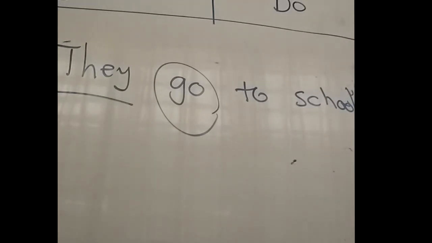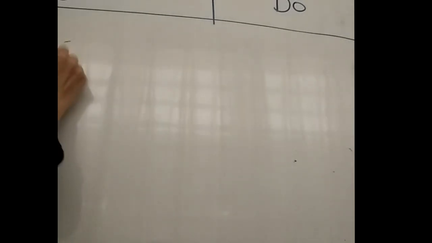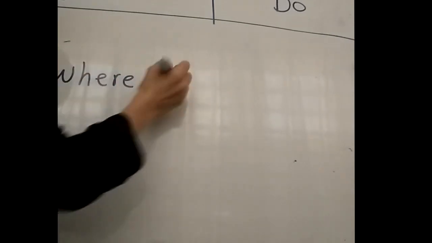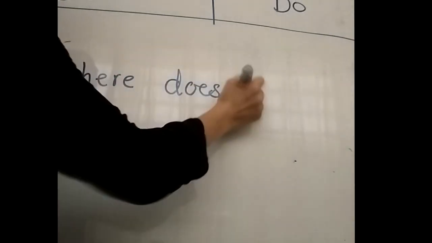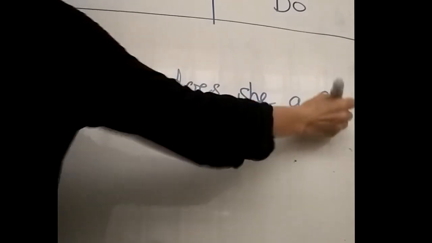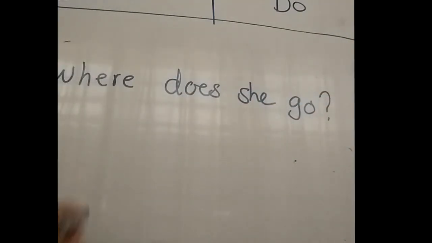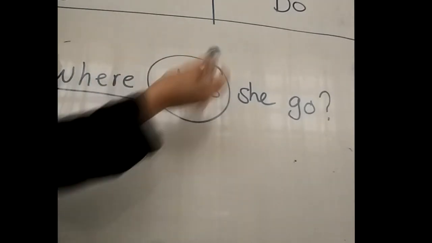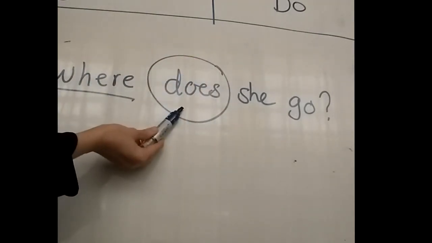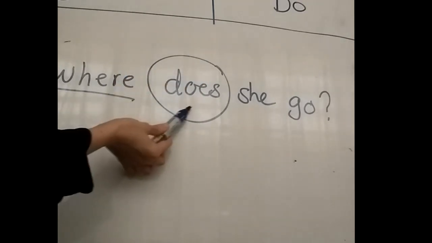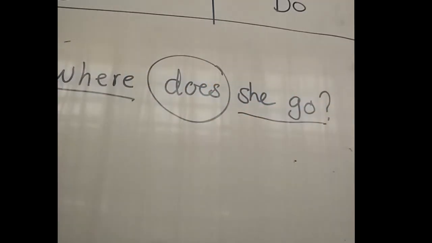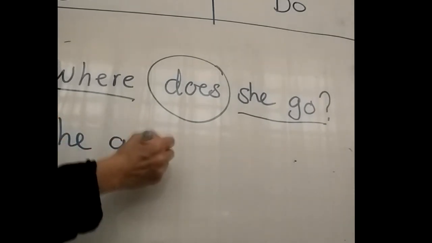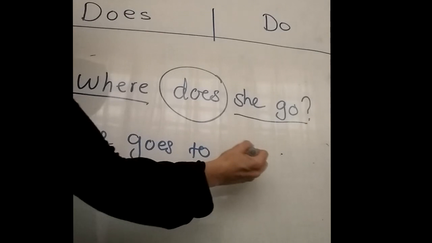And then when it comes to answering other questions, we have here where does she go? So this will be the question. Here we have where, and after where we use the verb, the main verb, and then she go. So in the answer, she goes maybe to school.